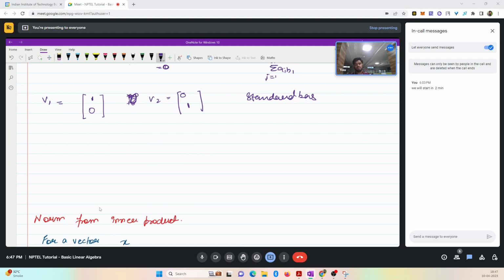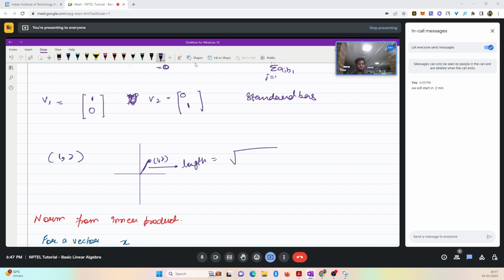If you recall, let's say you have a point like (1, 2). So let's say you have a point over here, which is (1, 2). Then how do you define the length of this vector?